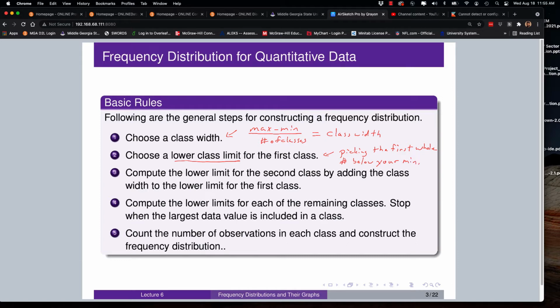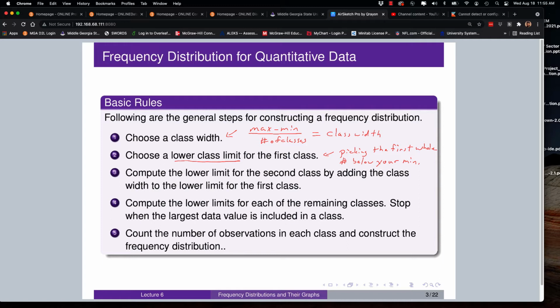And technology oftentimes will do this for us. We don't often have to do this. We can tell it what we want the limit of our graph to be, where we want it to start and end on the x-axis, and then tell it how wide the intervals need to be, and it will do that for us automatically. But that requires us knowing what that first lower class limit is going to be. And oftentimes, like I said, you don't really want it to be the minimum value unless it's a whole number.